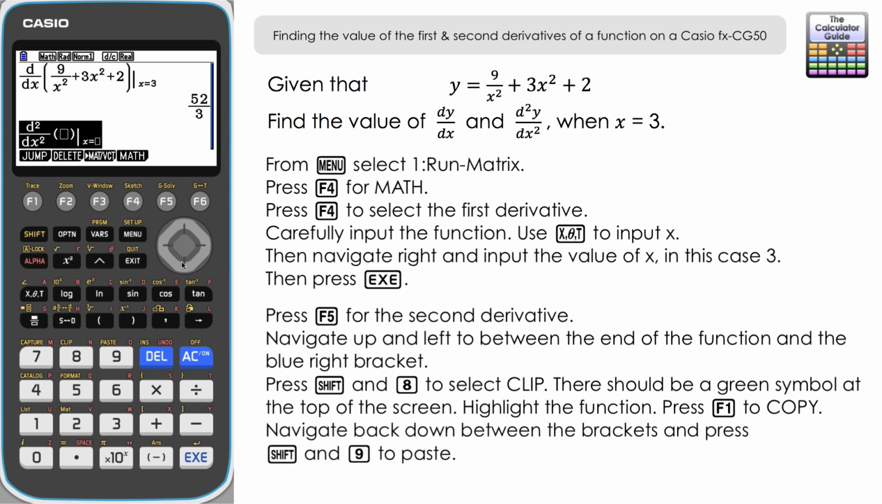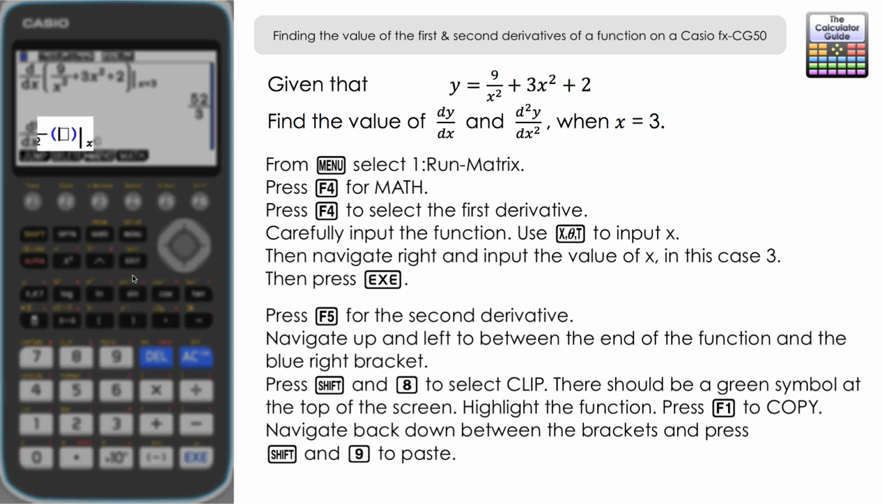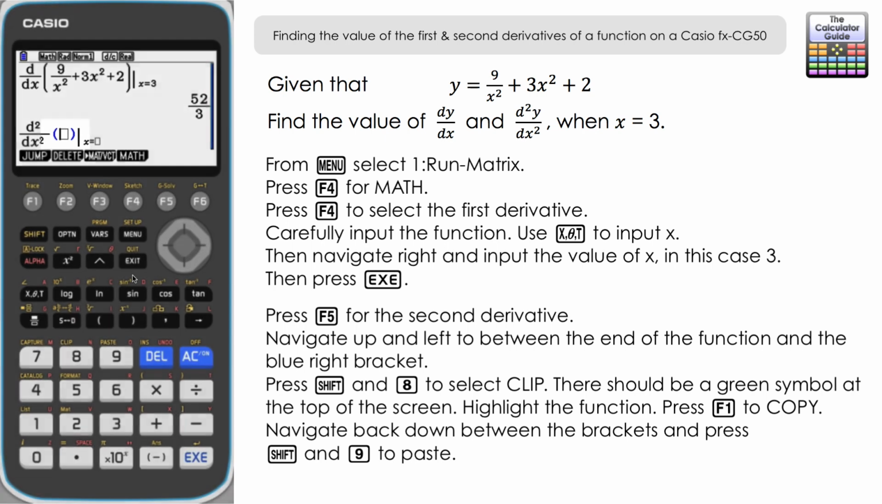So if we navigate back down now to in between the blue brackets for the second derivative, and this time we want to paste. And you can see that that is Shift 9. You can see paste written up here. Shift 9 to paste, copy and paste. And there we've got the same function in the second derivative. Very useful feature that, especially if we have a long function. This isn't too bad, but it might be an even longer function.